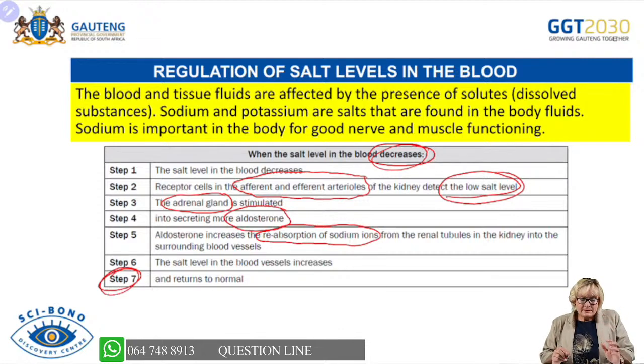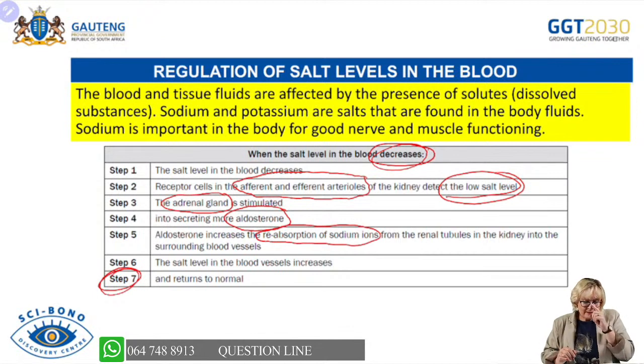If the salt in your blood is too low, it means your body doesn't want to lose that. It must keep that because it needs the salt for your muscle functioning and for your nerve functioning. All right, so you must keep this salt. It mustn't go out with the urine. You mustn't secrete that with the urine.